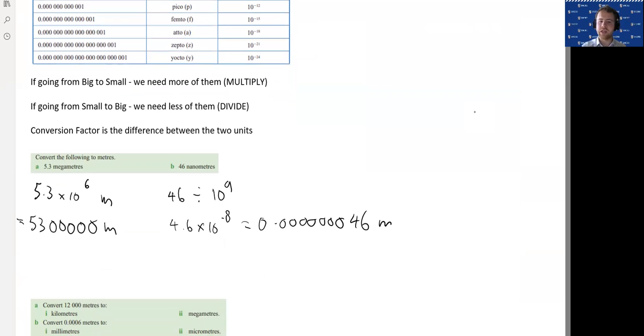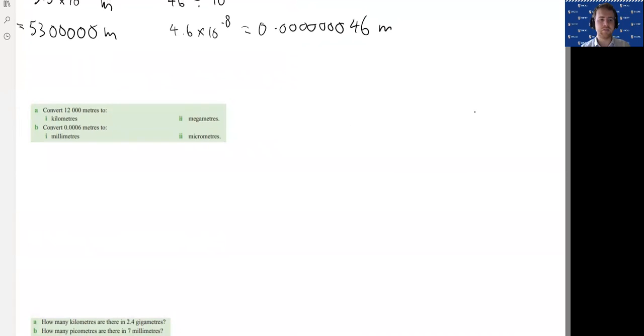Remember, with scientific notation, it's how much you move the decimal point. So if we moved it 1, 2, 3, 4, 5, 6, 7, 8, we get back to 4.6. Okay, if we move it 9 times, we get to 46. But remember, in scientific notation, you've always got one digit in front of the decimal point. All right, let's look at some more examples here.